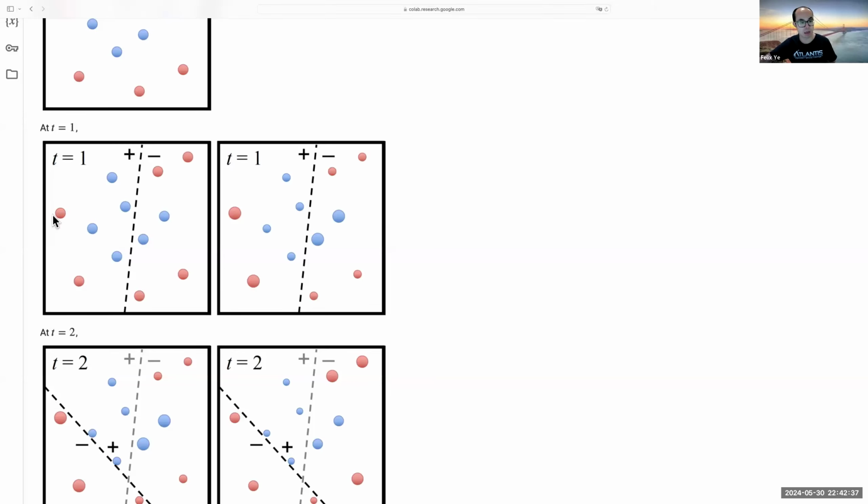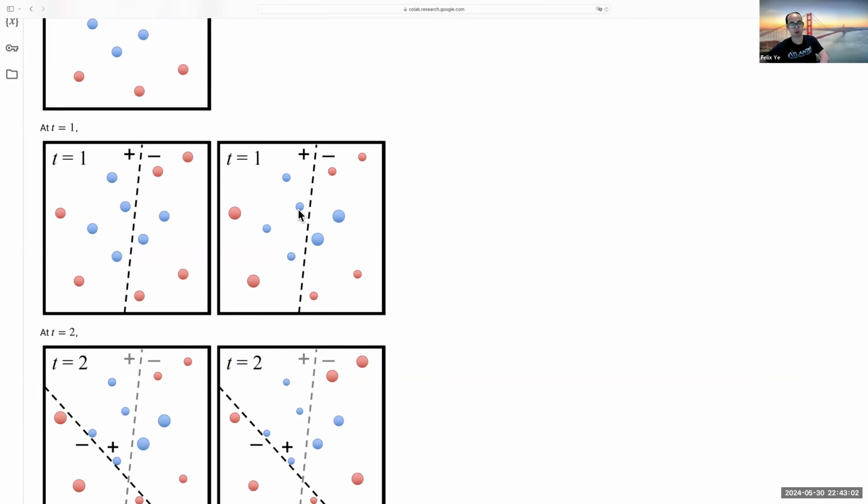So we can see for these two balls, they were supposed to be red, but were predicted as blue. So these two balls are the mistakes. Same right here. These two balls should be blue, but were predicted as red. So then what we do next is change the weight for each of the balls.